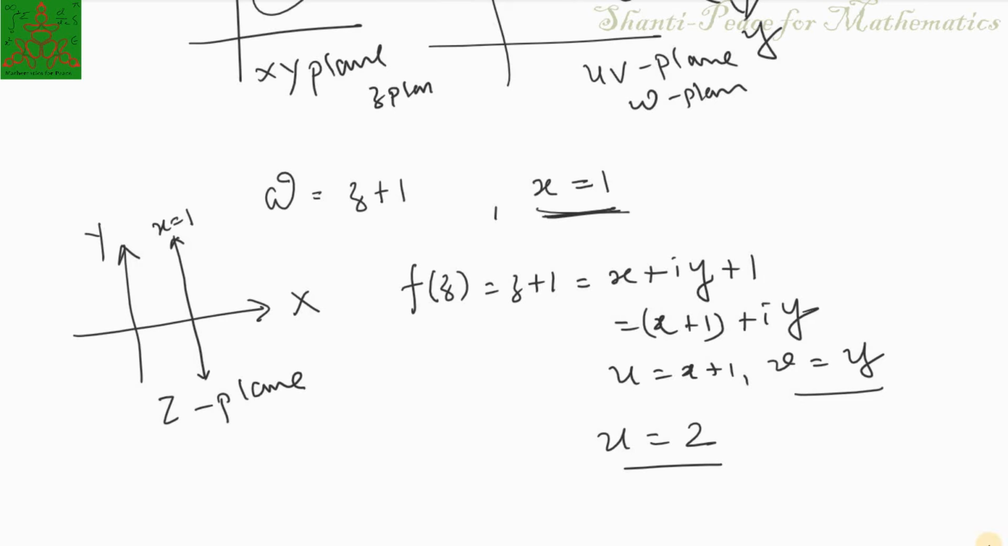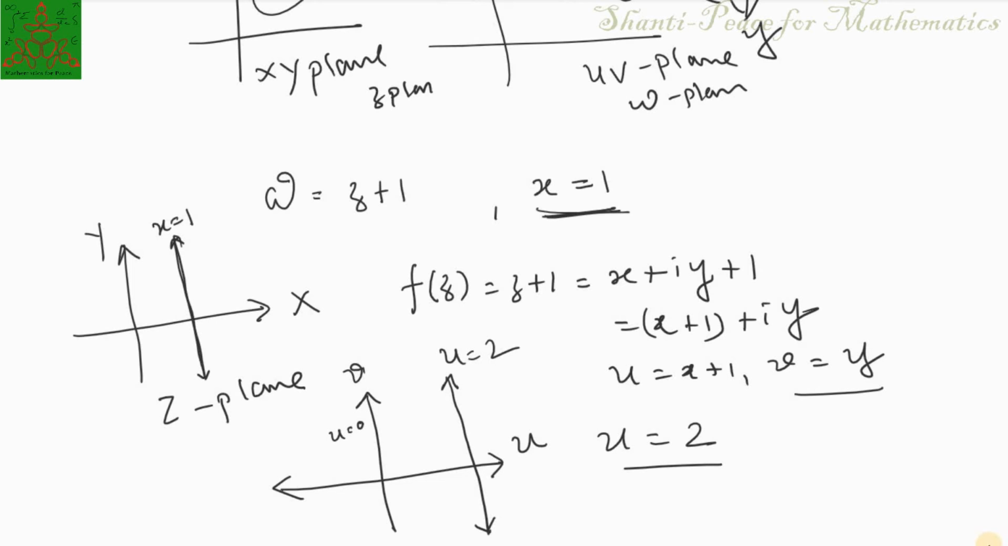Now in the uv plane, this is the u axis and this will be the v axis. So this is the u equal to 0 line, and the u equal to 2 line is here. So that means this line is transformed to this line via this function f of z is equal to z plus 1. It's transformed.